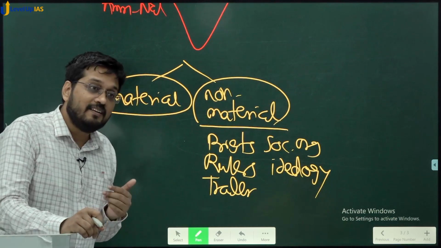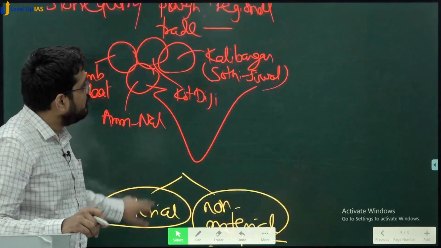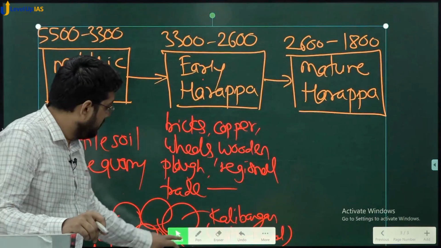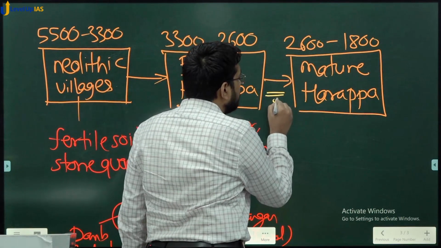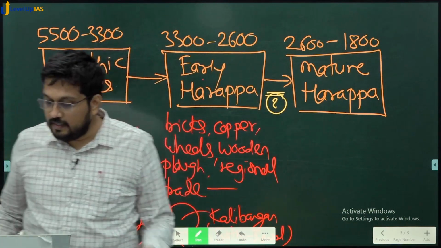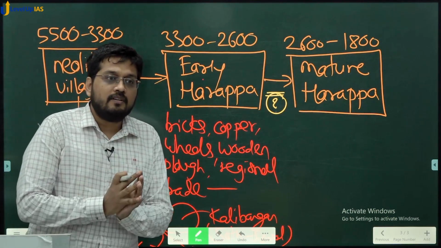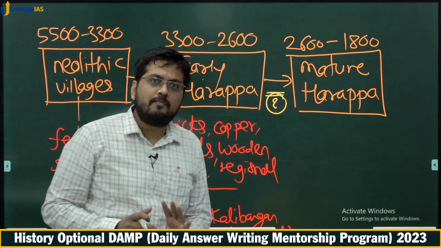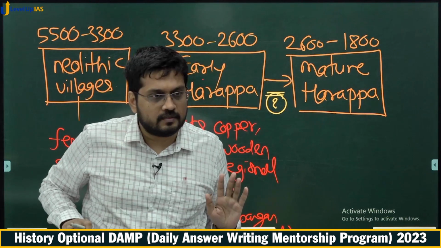Now begins the real question. So far, there is no problem, there is no dispute. The real debate starts with the next phase. How did this transition come about? That is what the question is about. If you look at the material culture, this transition from early Harappa to mature Harappa happened relatively quickly, in a matter of 100 years.